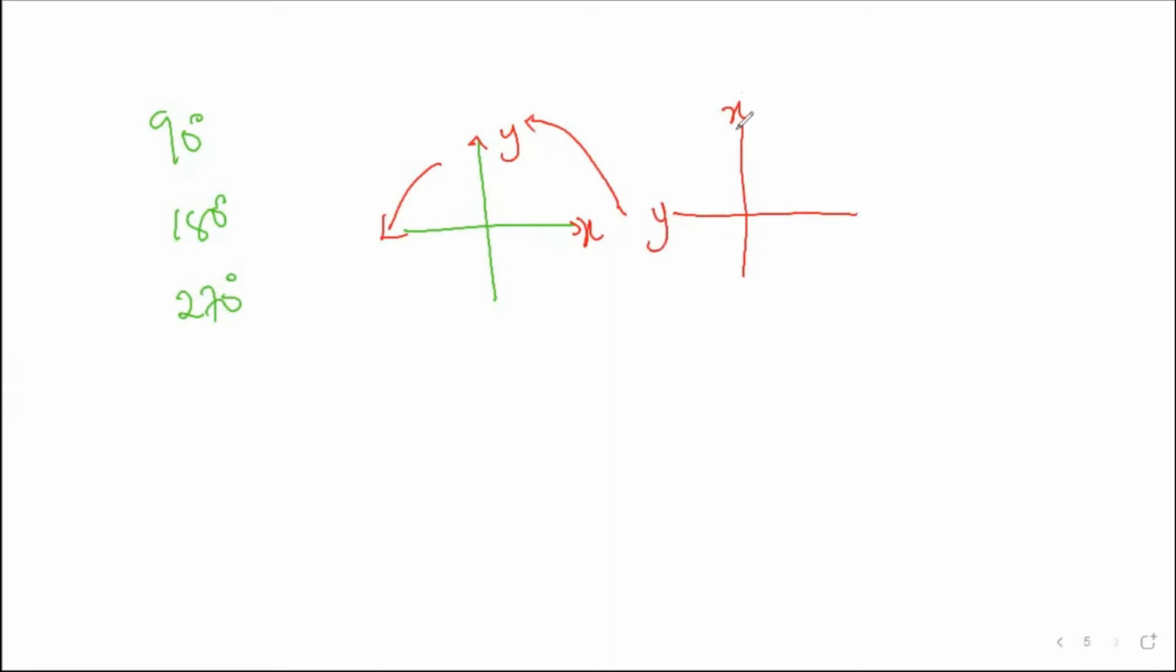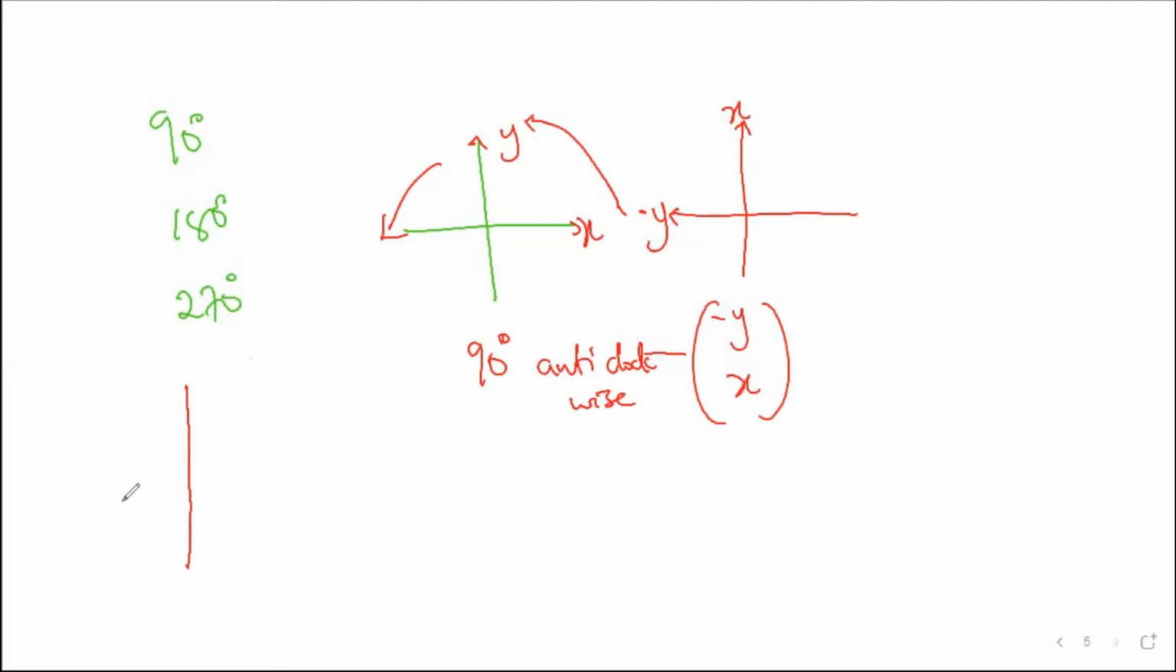And what happened again? You read from the X, and where the Y is at the negative side of the X, the negative is affected. So you're reading now negative Y and X. And so this is the 90 degrees anti-clockwise direction. Okay, so let's see for 180 degrees anti-clockwise. Okay, so let's go.